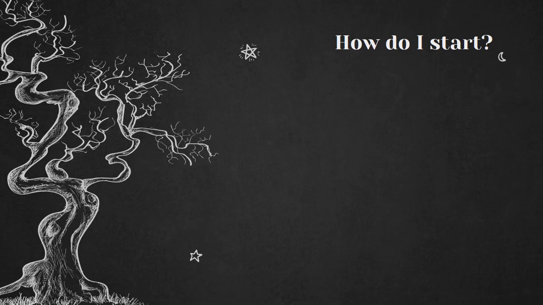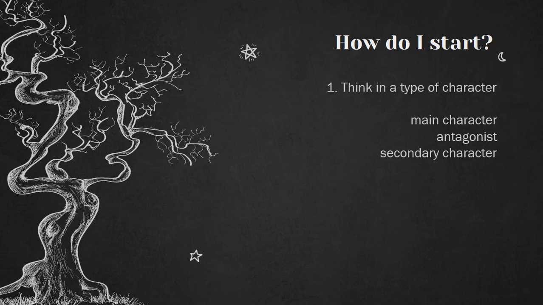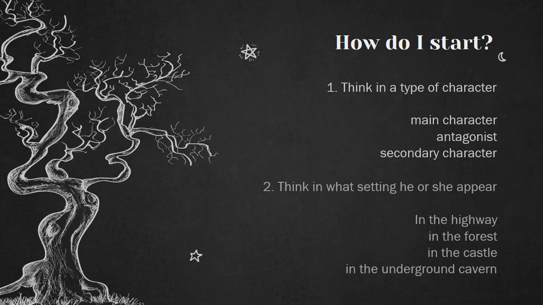So, if you want to make up your character, si tú vas a hacer tu character, you need to think in the type of character you want to make. Tienes que pensar in the type of character. If you want it to be a main character, si quieres que sea un main character, un antagonist, un secondary character, tienes que pensar, ¿ok? And you need to think in what setting he or she is going to appear. Tú tienes que pensar en qué setting él o ella, dependiendo qué character quieres hacer, aparece, ¿ok?